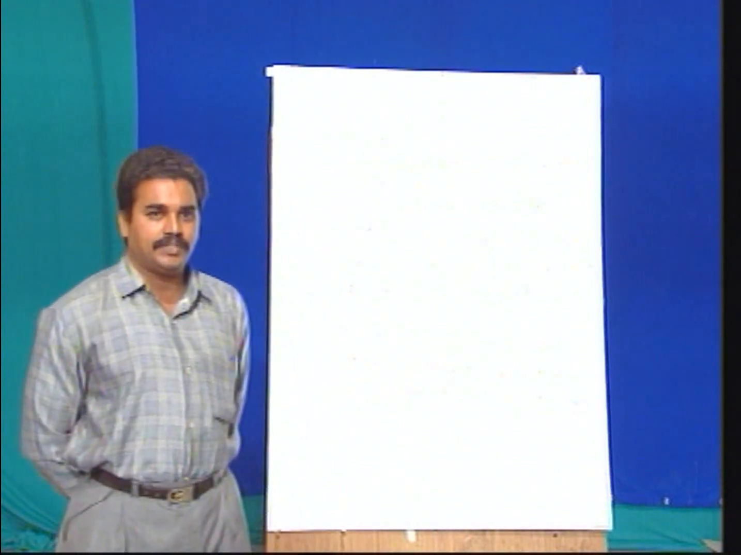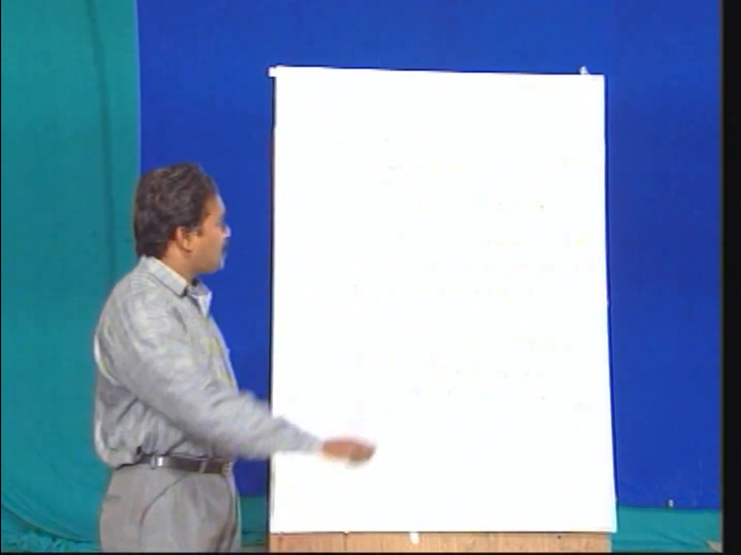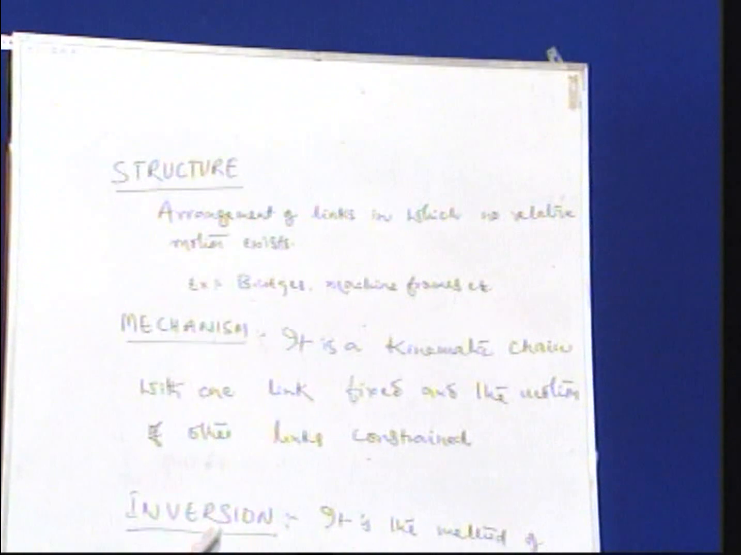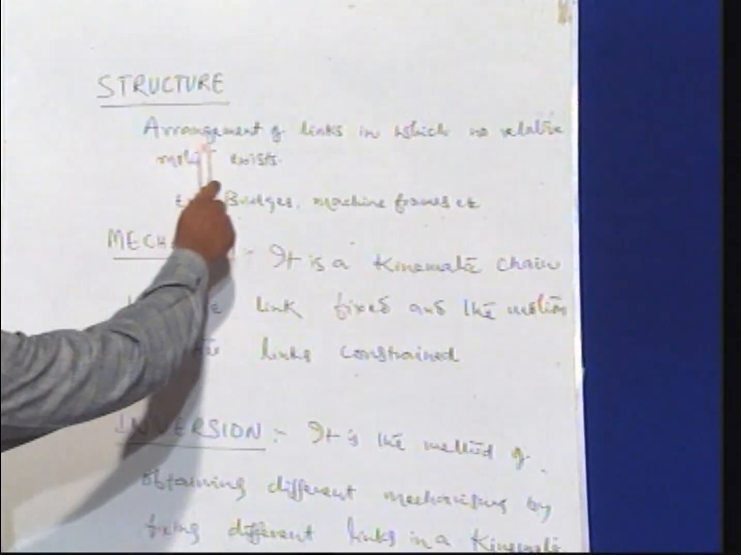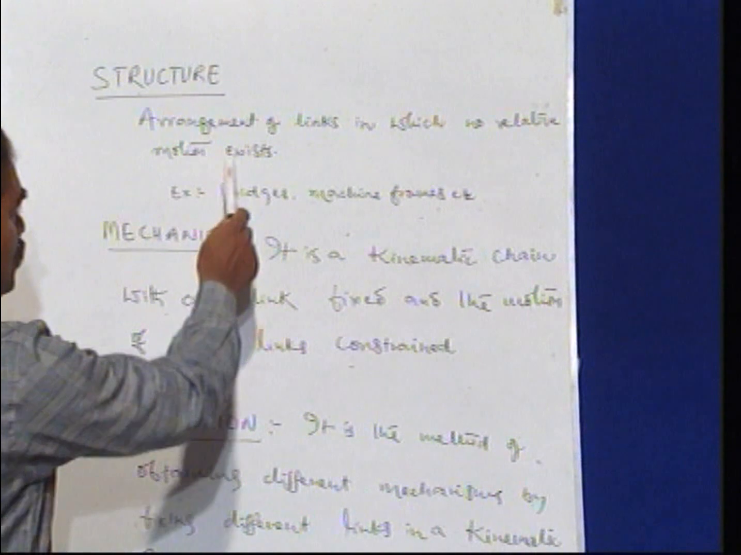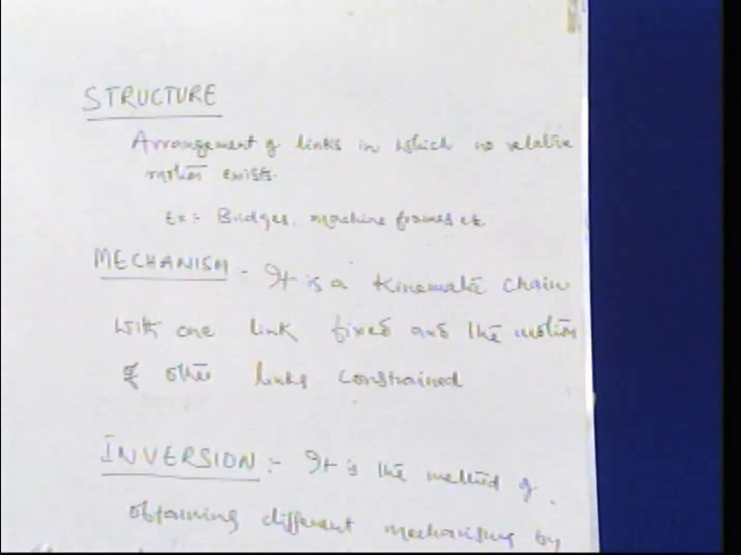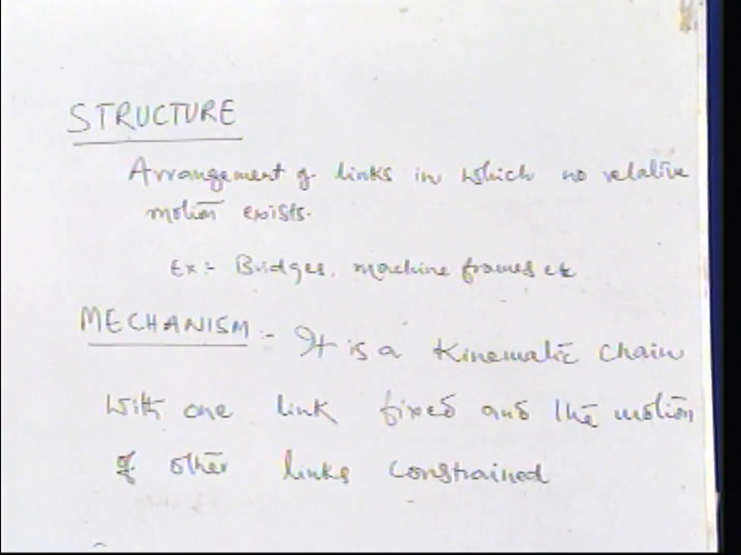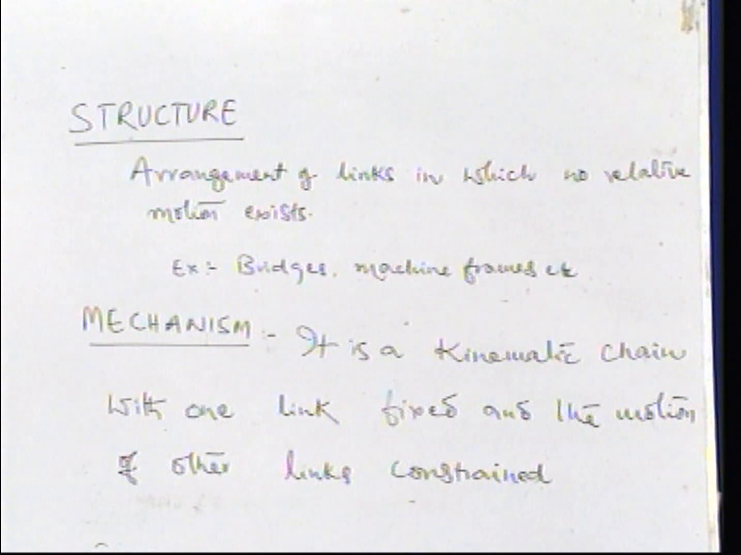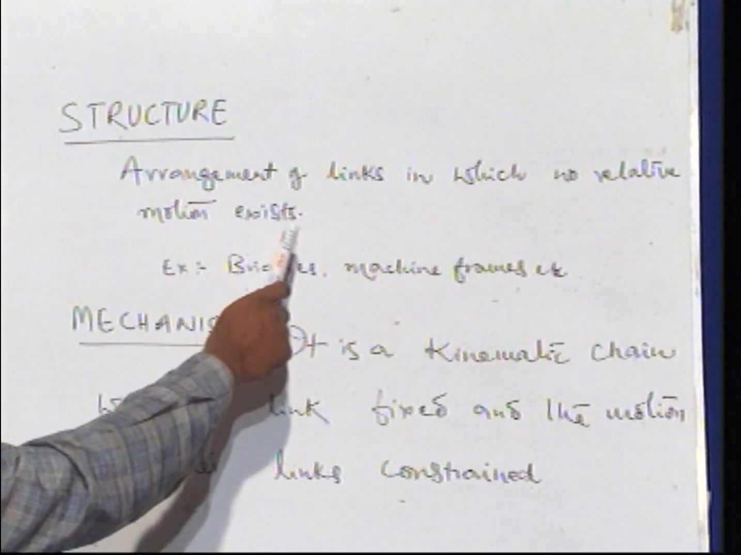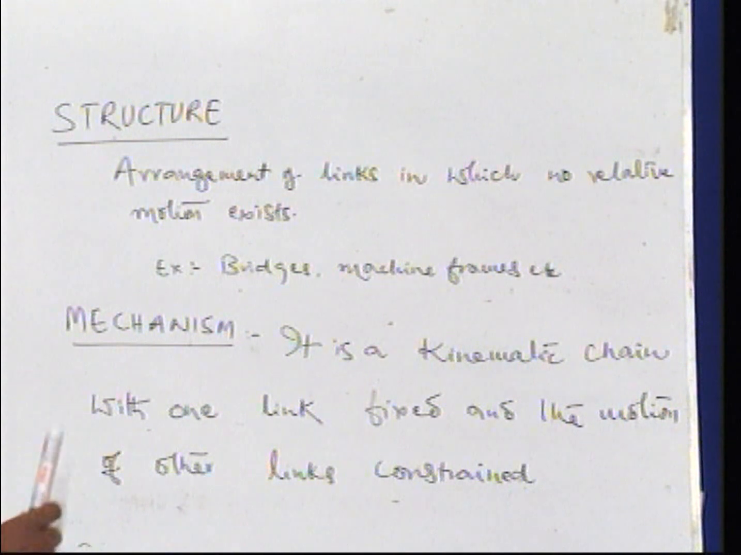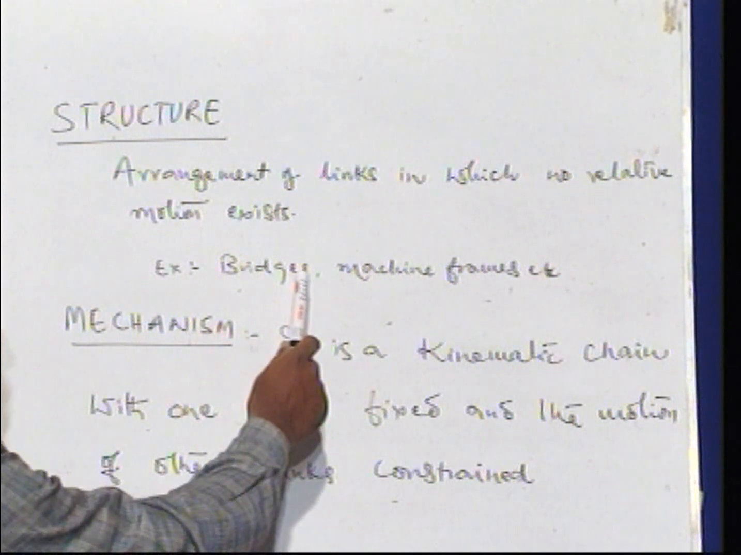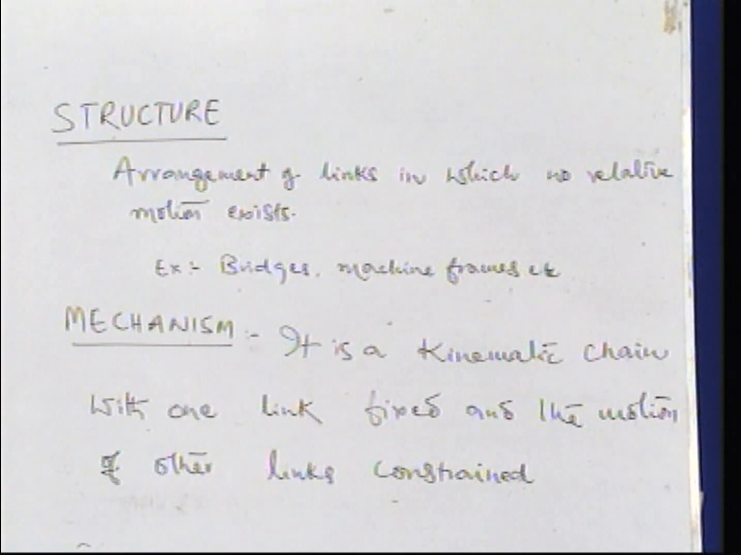Now we try to understand what is a structure, a mechanism, and inversion. A structure is the arrangement of links in which no relative motion exists. The relative motion is totally absent between the links. In other way, it can be called as a locked chain. The examples are the bridges and the frames of machines.